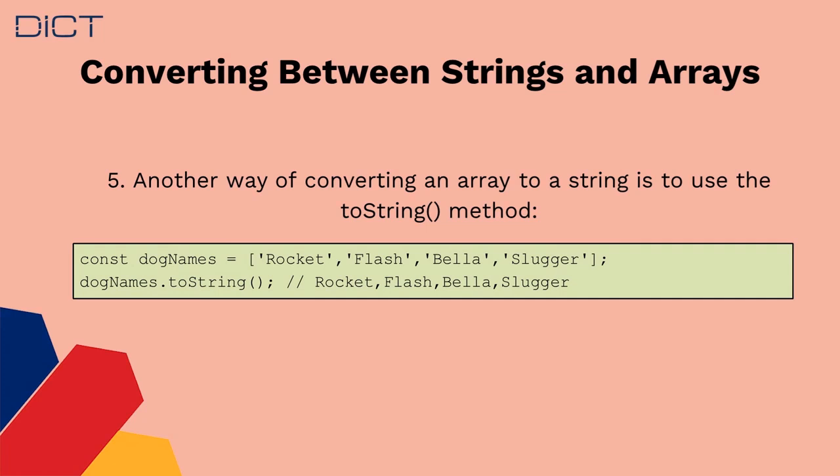Say for example, we have const dogNames. This is an array of names of dogs: Rocket, Flash, Bella, and Slugger. Then we convert those arrays into strings. You will use again the console tab, and it will output those arrays in string format. So those are the different methods we can use for converting between strings and arrays.